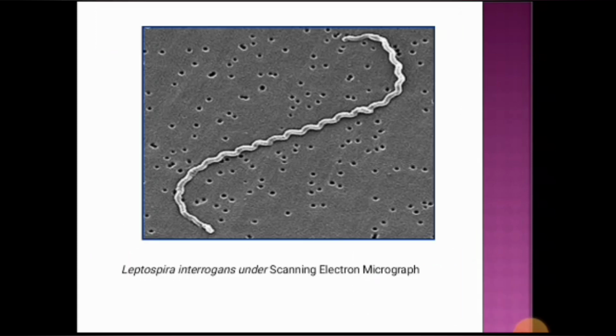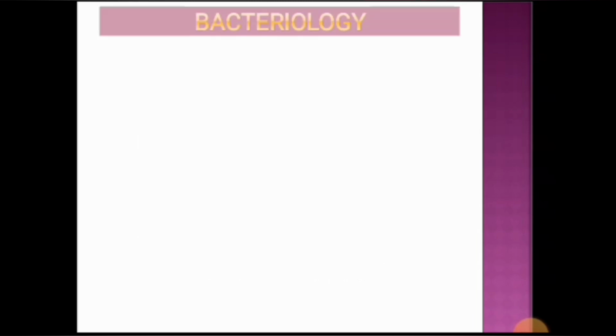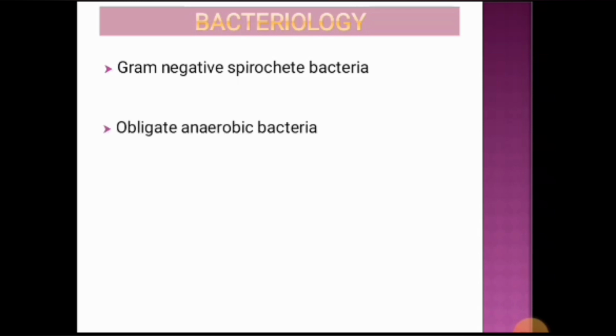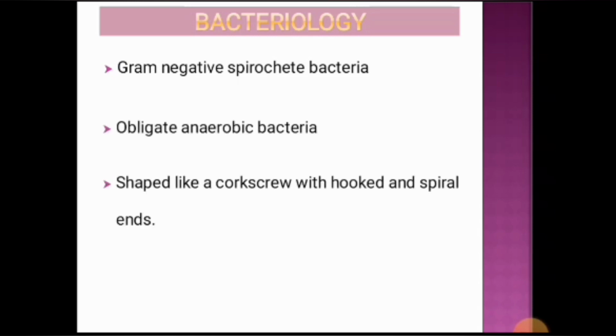Now, this is the image of Leptospira interrogans under the electron micrograph. We can see that it is shaped like a corkscrew. It is a gram-negative spirochete bacteria. It is an obligate aerobe, and it's shaped like a corkscrew with hooked and spiral ends. We have already shown this in the image. And it contains over 200 pathogenic serovars.